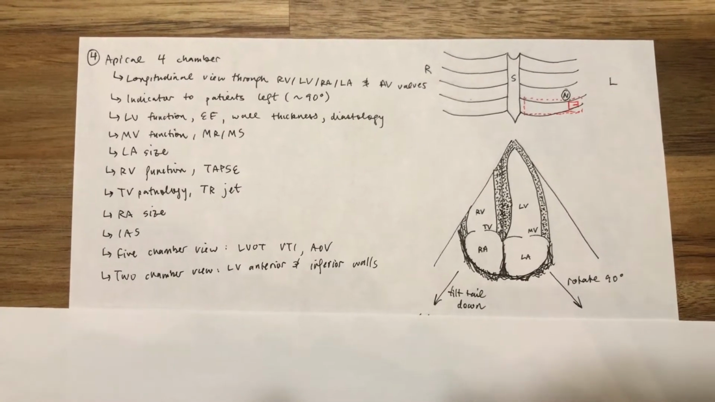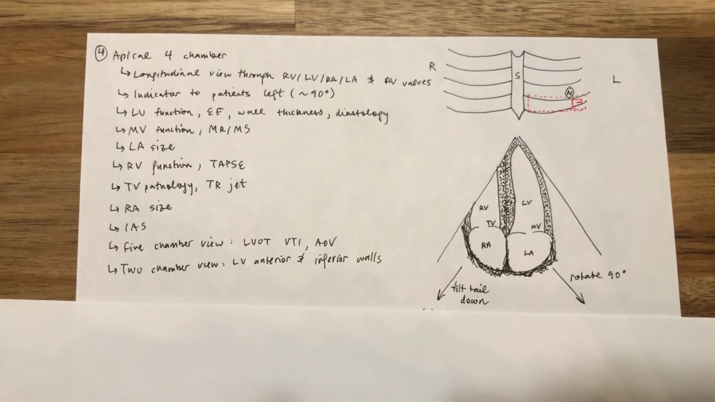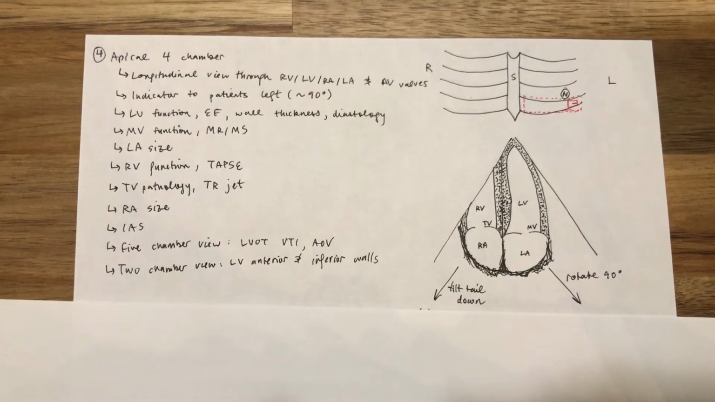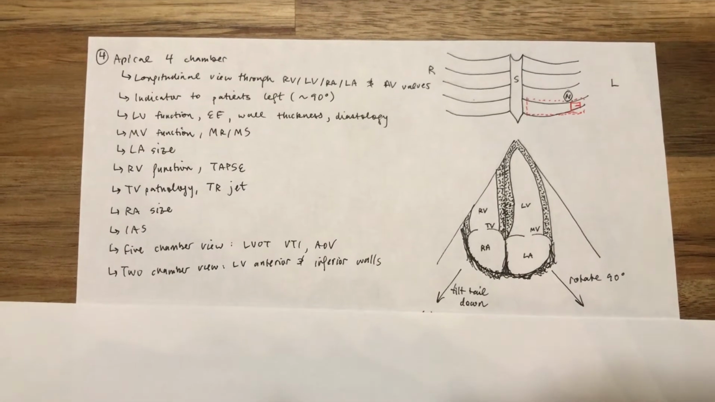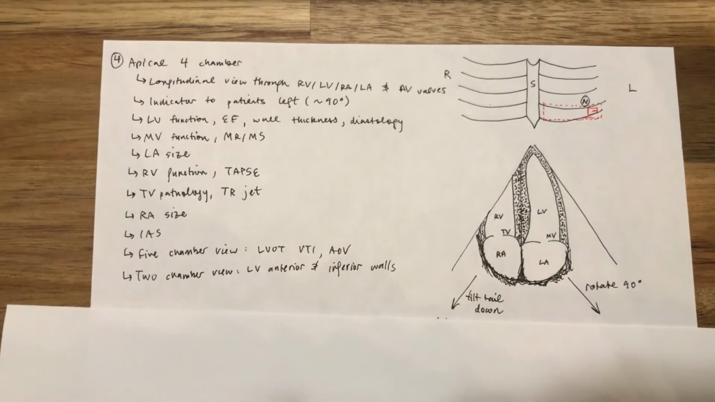What this apical view should be is a longitudinal cut through the left ventricle, right ventricle, including both of the atrioventricular valves.